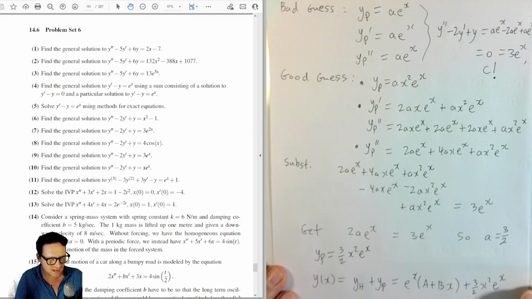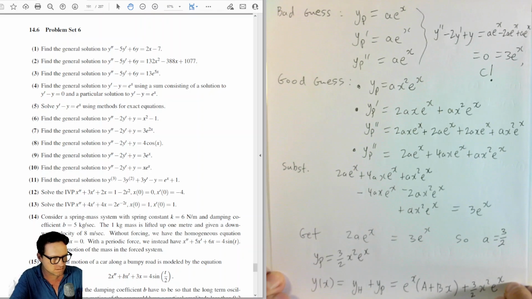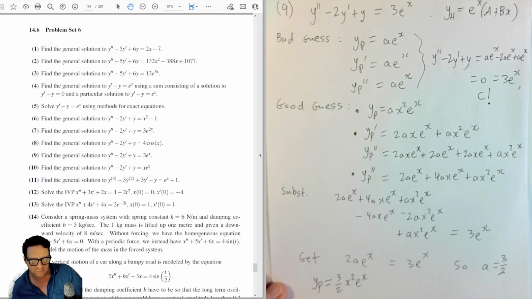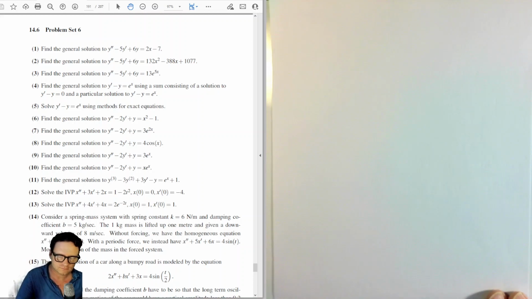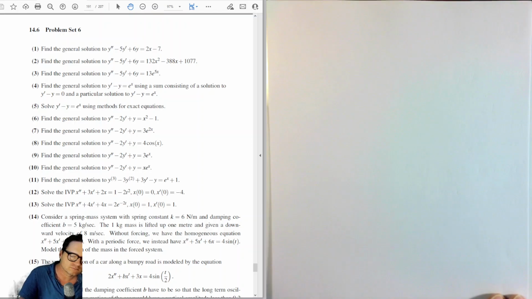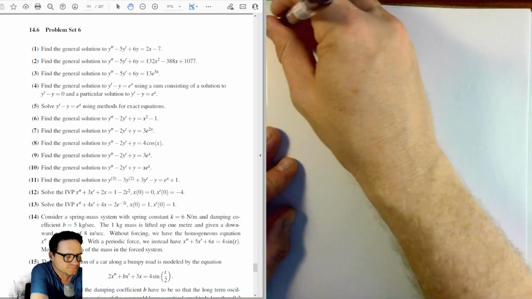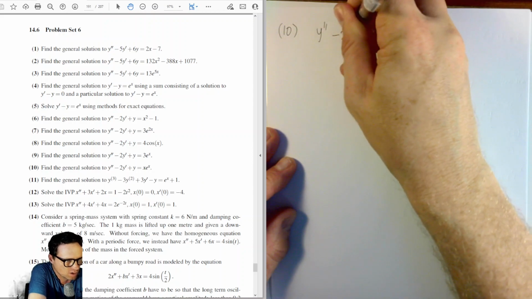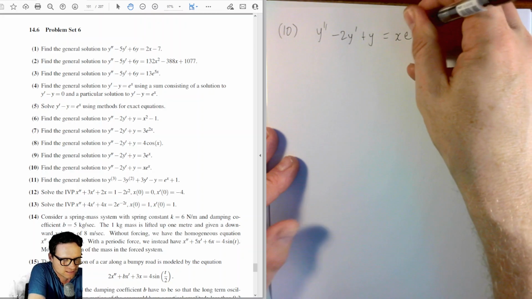All right, so yes, that was a tricky one. Let's move on to question 10, which also looks a little bit tricky. Y double dash minus 2y dash plus y is x e to the x.